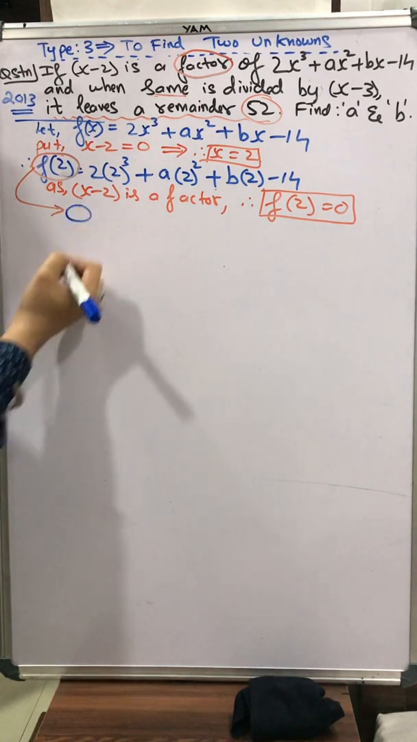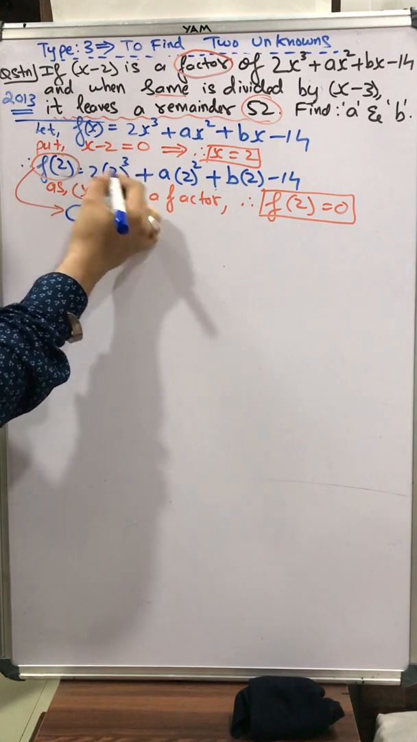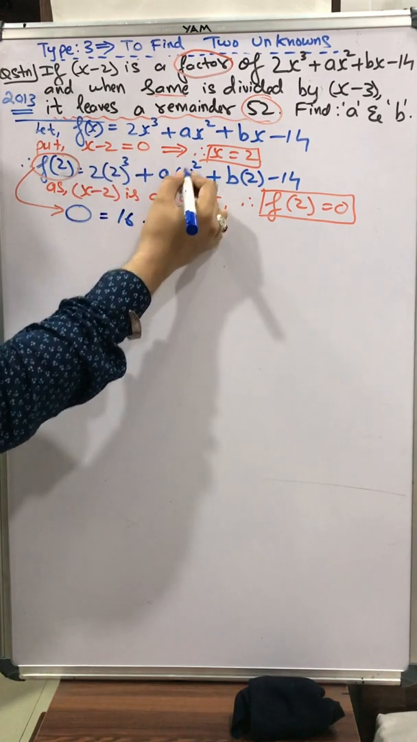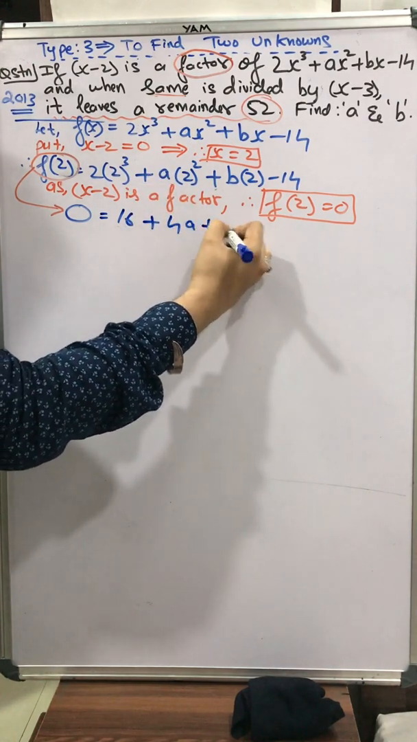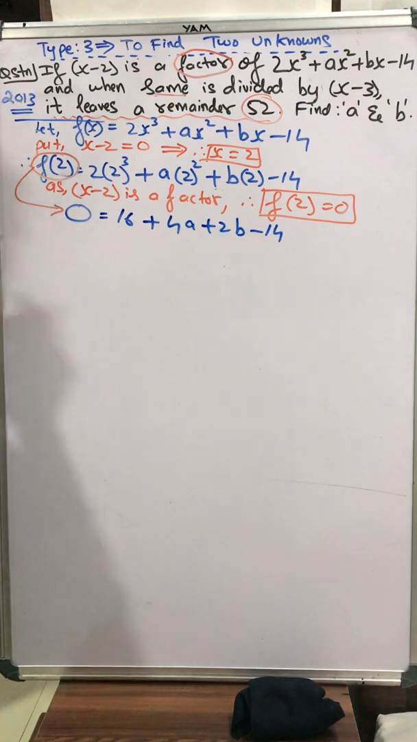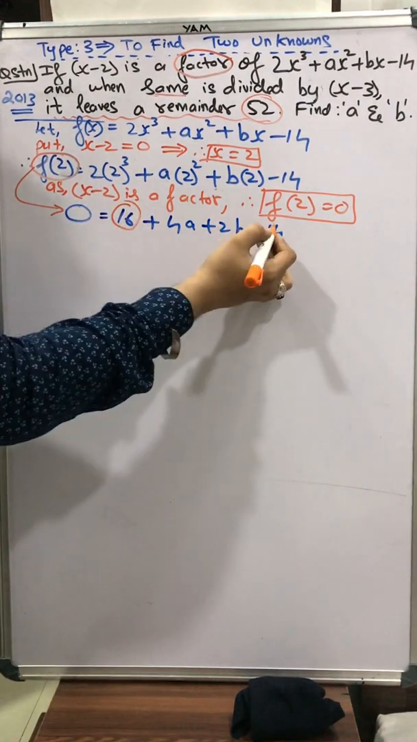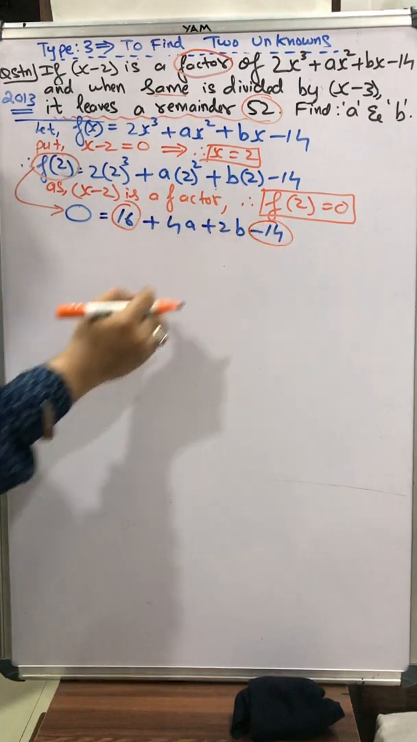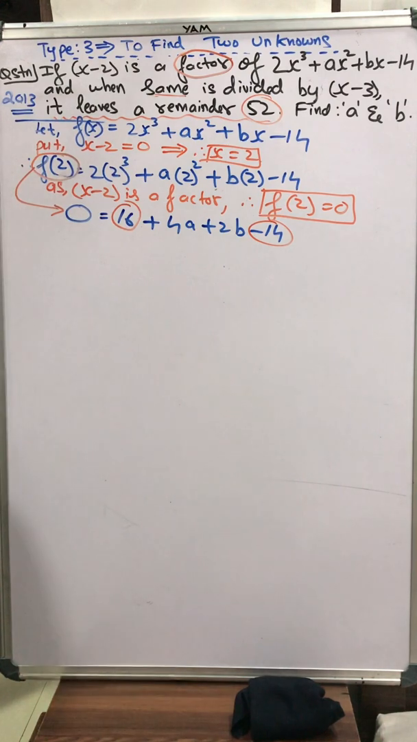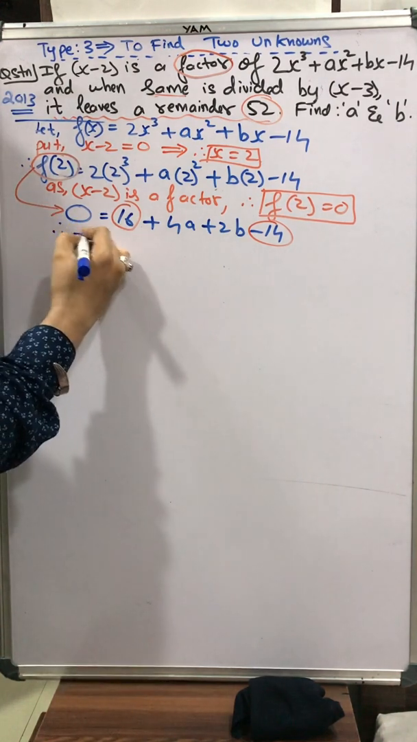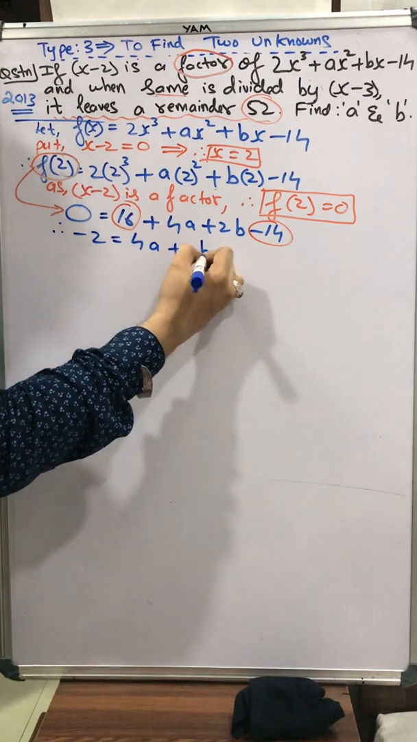See, 0 is equal to 2 into 2 cube. 2 cube is 8. 8 2s are 16, plus 2 into 2 square, 2 square is 4, 4 into a is 4a, plus 2b minus 14. Now I have here plus 16 and minus 14. Plus 16 minus 14 is plus 2. But when plus 2 comes on the left hand side, it becomes minus 2. Therefore minus 2 is equal to 4a plus 2b.